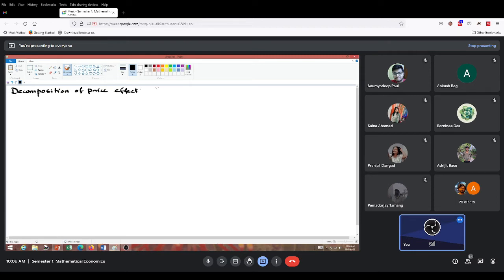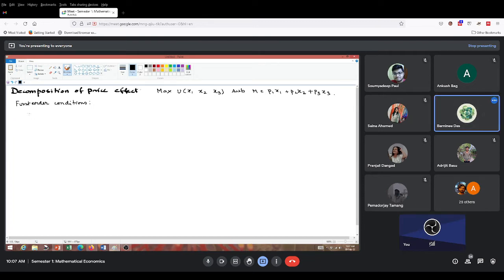Okay, so in that case, our objective function is, we have three commodities. So we maximize utility subject to income, your expenditure on x1, x2, and x3. So what are the first order conditions? U1 minus lambda p1 equals 0, U2 minus lambda p2 equals 0, U3 minus lambda p3 equals 0, and then the budget constraint.